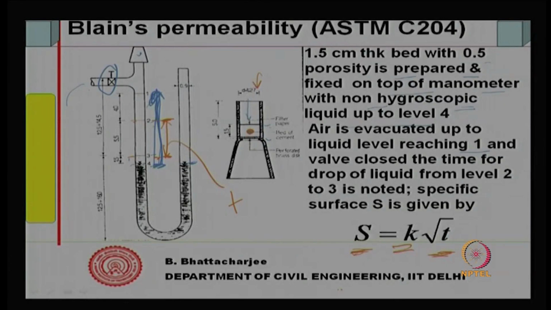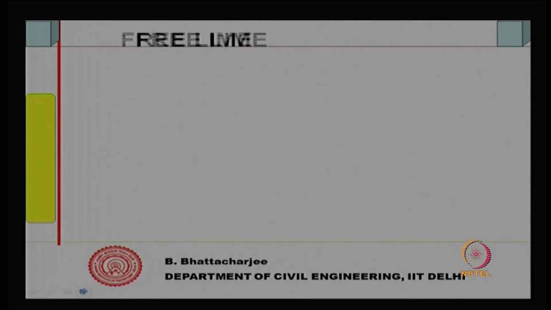Now, when will it be less permeable? When the surface area it encounters is large. So, surface area is proportional to under root t, right. The larger the surface area of the cement that the air has to encounter while moving through it, the longer it will take. So, surface area is proportional to under root t. This is how we find out Blaine surface.